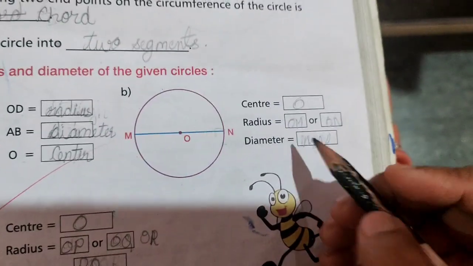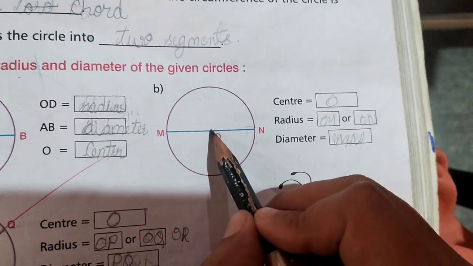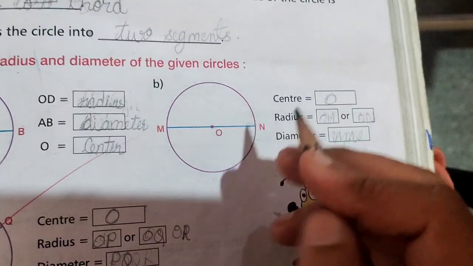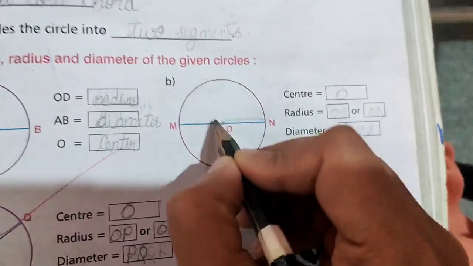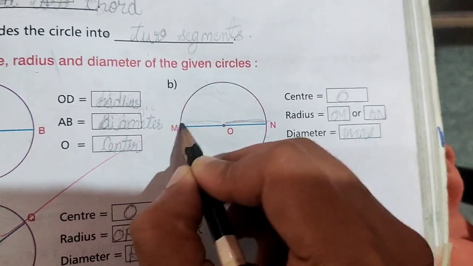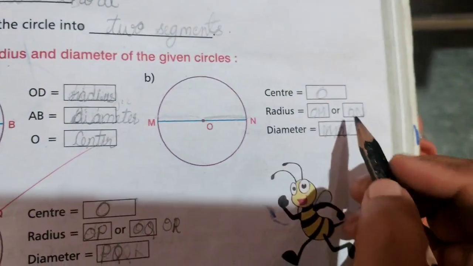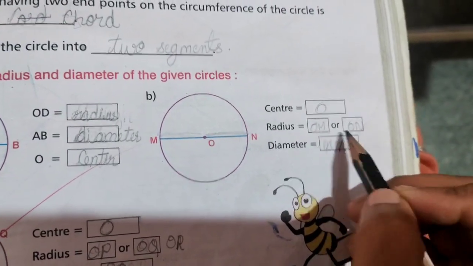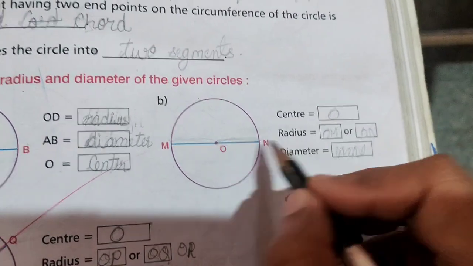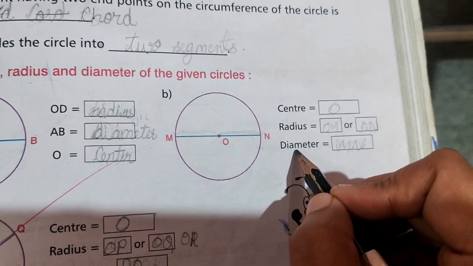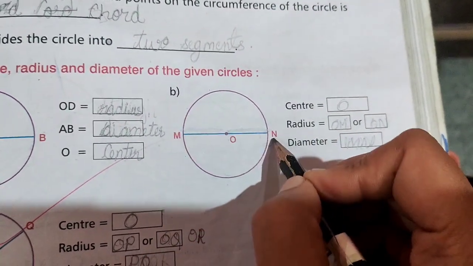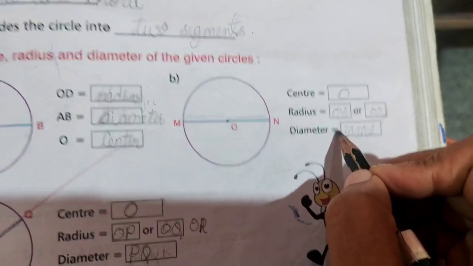Similarly, in the next one, the center is O. Radius, you have two radii. One is ON, or else you have OM also. You can write any one, but they have asked for both, so we have to write both here. One is OM or ON. Next, the diameter: M to N is called the diameter.